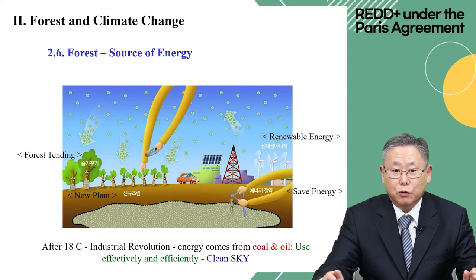But to stop this global warming, we have to protect our forest, and we have to use renewable energy, solar, wind power, and save energy. And we have to keep tending the forest and plant or create new forest.